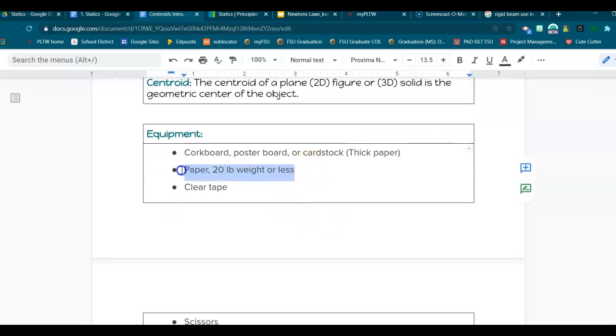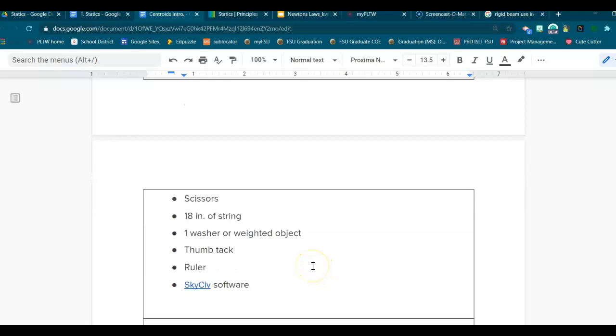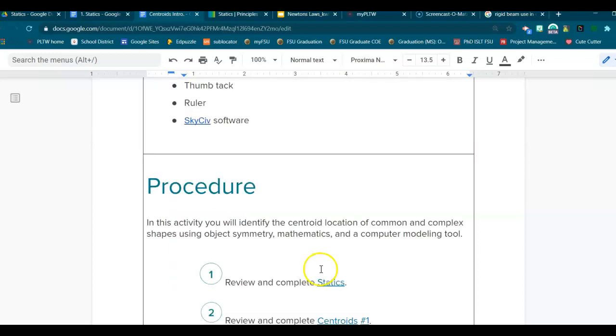When it says paper, 20-pound weight or less, it is just regular notebook paper. We're going to take notes. You'll also need some tape to hold it up and a little piece of string. If you don't have any string, you can use some long floss to hang it up. We're going to cut the cardboard, make a shape, and then hang a piece of string across it and see where the center is. It's kind of fun.